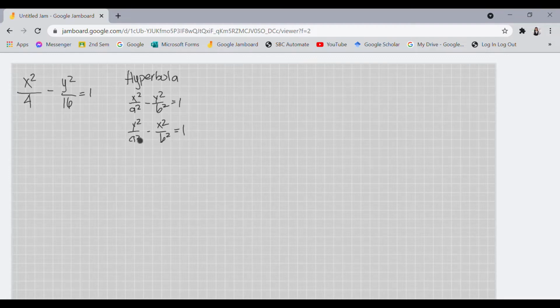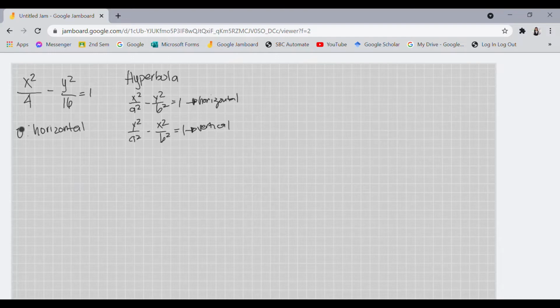So, ang nagbabago ng position dito ay ang ating x and y. So, kapag x yung nasa first term, the orientation is horizontal. And kapag y yung nasa first term, the orientation is vertical. Okay, so in this case, since x is in the first term, we have x squared here, our orientation is horizontal. Okay, horizontal po ang ating orientation for this example.